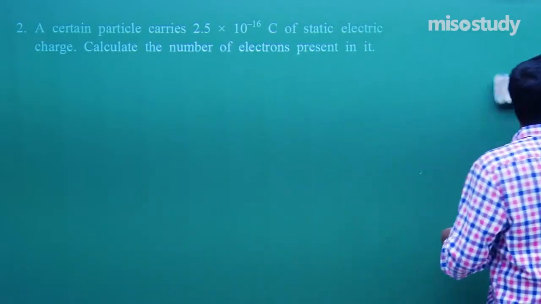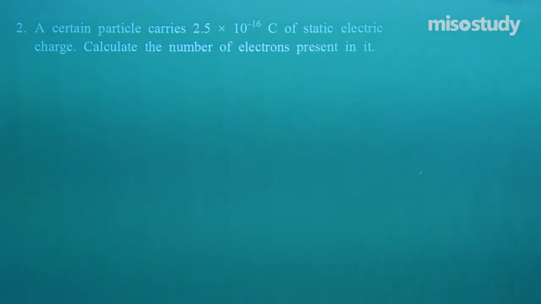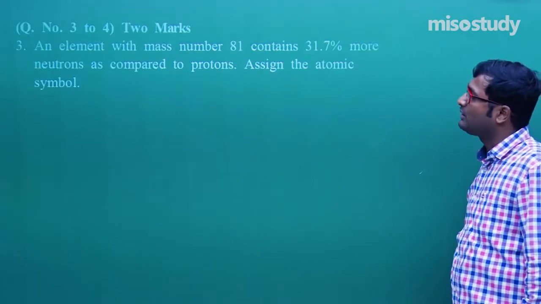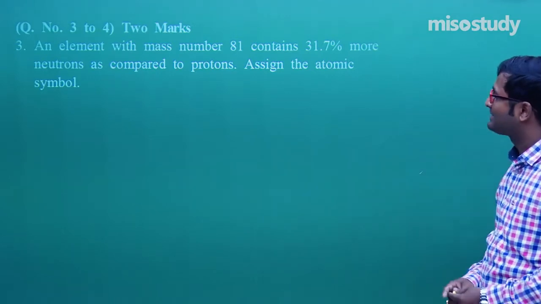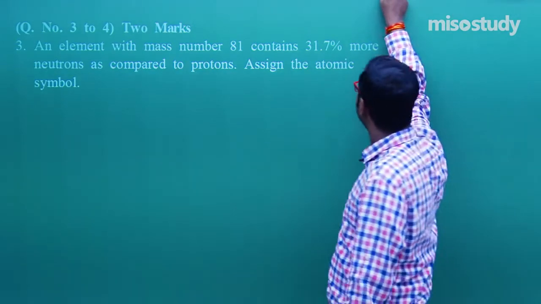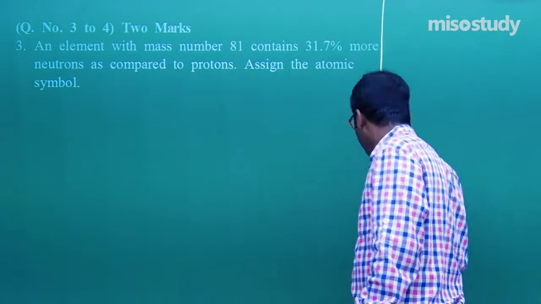Let's move to the next segment. That is the next question, question number 3. It carried 2 marks. Now listen, read the question carefully, what is given here. Then we'll solve the question.